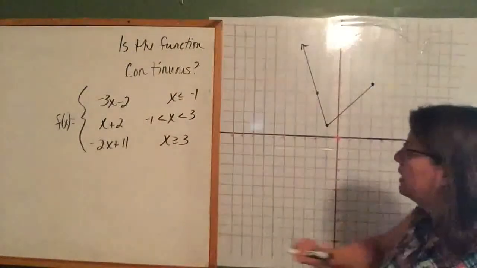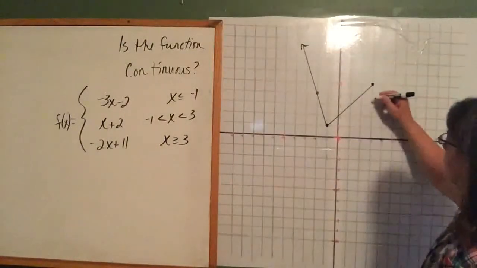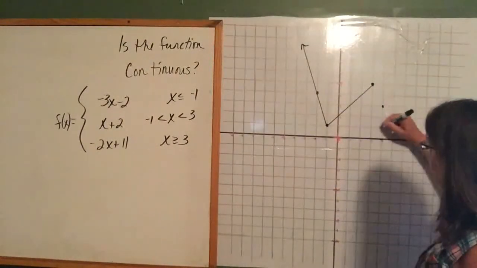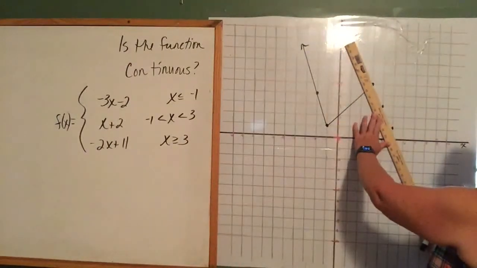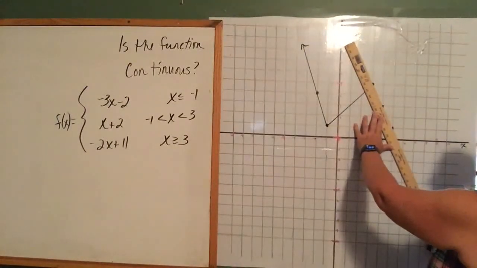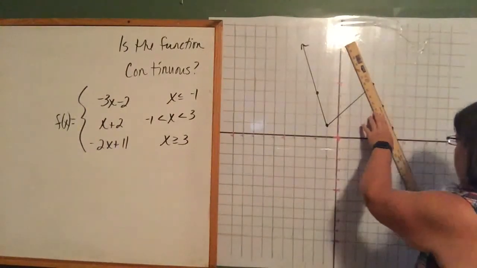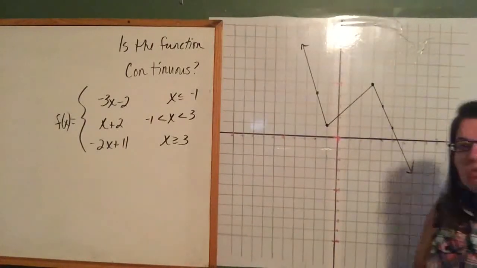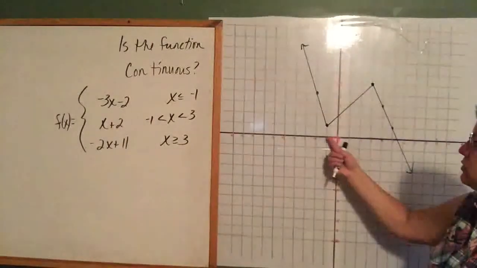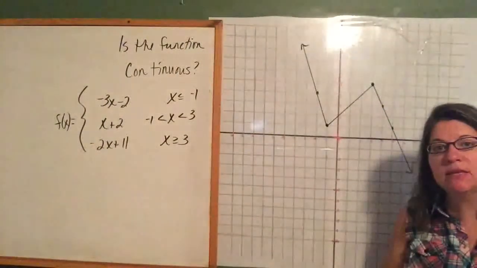And then from there, I'm going to do a slope of -2. So I go down 2, right 1. I could continue that pattern. And this one is going toward the right because x is greater than or equal to 3. Since it's equal, that point is solid. So it looks like that is my function. Is that continuous? Since there are no breaks in the graph, the answer is yes, it is continuous.